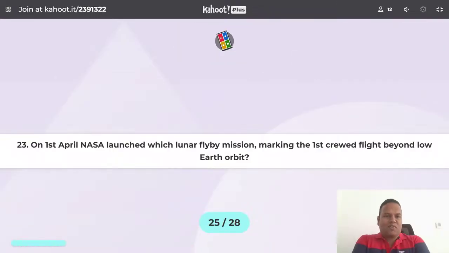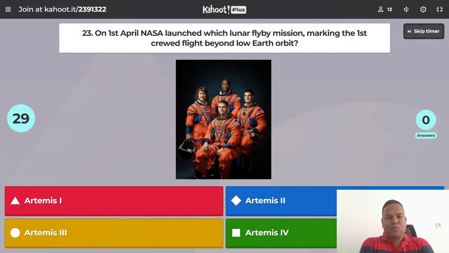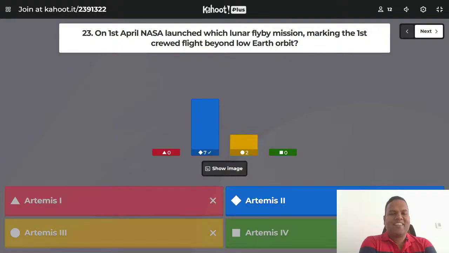Next question. On 1st April, NASA launched which lunar flyby mission, marking the first crewed flight beyond low orbit? What is the name of the mission? I put 1, 2, 3, and 4. So, what is the correct answer? It is indeed Artemis 2.